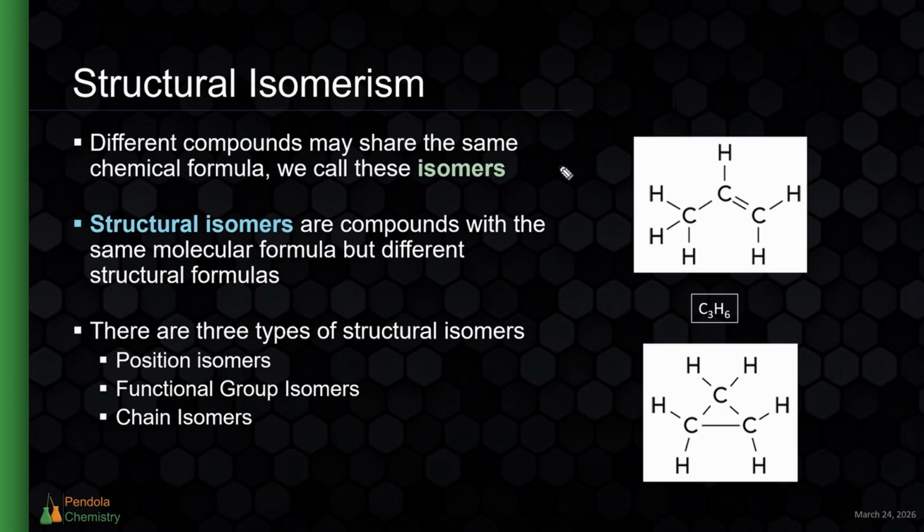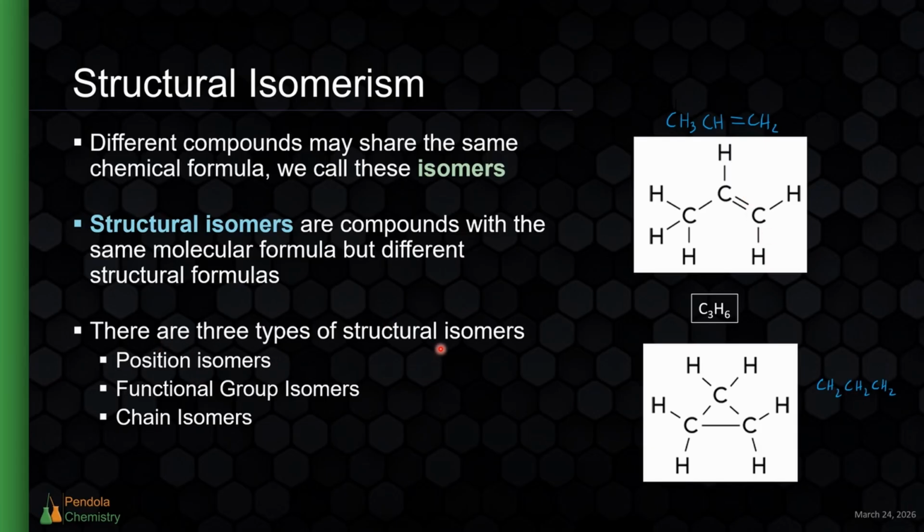For propene, it will be CH3, CH double bond CH2, whereas the structural formula for cyclopropane would be CH2, CH2, CH2, and the fact that there's only CH2 shows us that it's cyclical. So we have here propene and cyclopropane, with different structural formulas. So these are structural isomers.